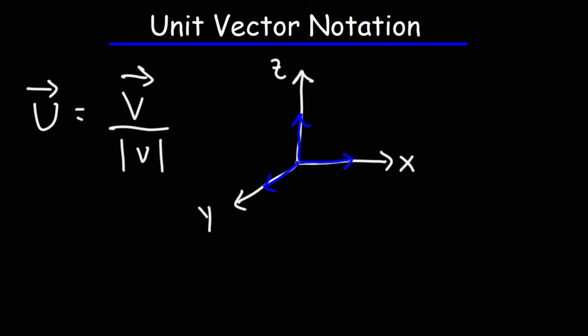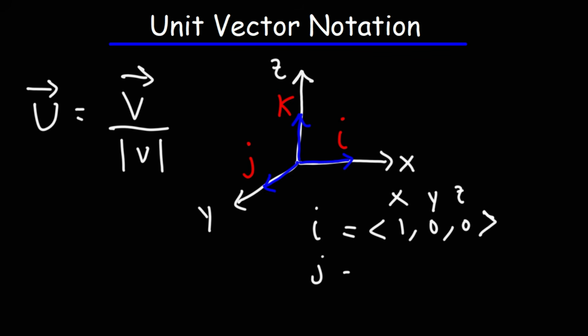The standard unit vector i has a length of 1 in the x direction. The standard unit vector j has a length of 1 in the y direction, and k has a length of 1 in the z direction. These are the values for i. It's 1, 0, 0, where this is x, y, and z. For j, it's 0, 1, 0, because it goes in the y direction. And for k, it's 0, 0, 1.